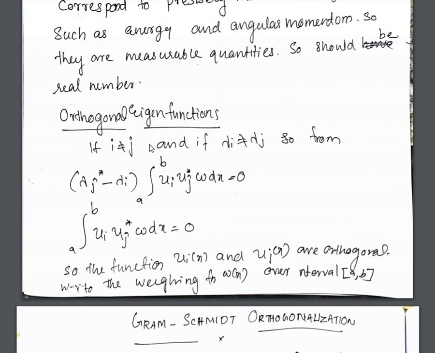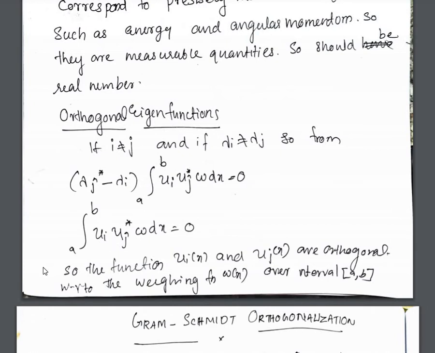In the second case, suppose i is not equal to j. What happens? If i is not equal to j, it means lambda i is not equal to lambda j. So this equation should be equal to 0. That is, lambda j star minus lambda i times the integral from a to b of ui uj star w dx should be equal to 0. This means the integral from a to b of ui uj star w dx should be equal to 0. So the functions ui and uj are orthogonal.